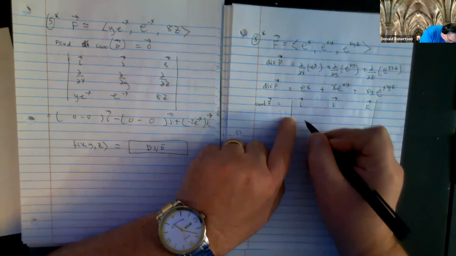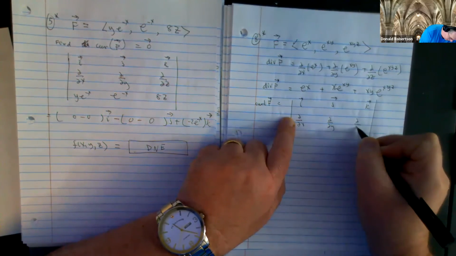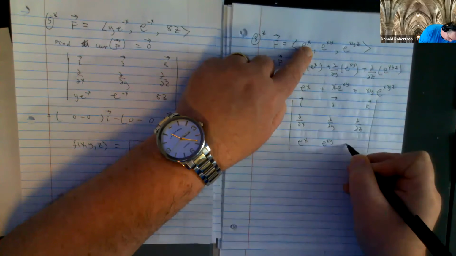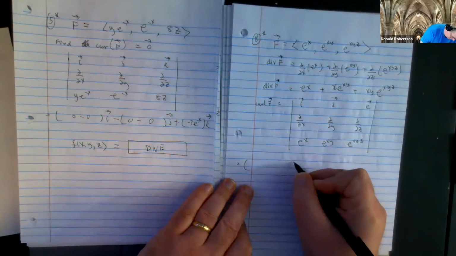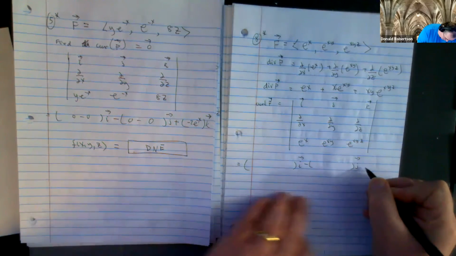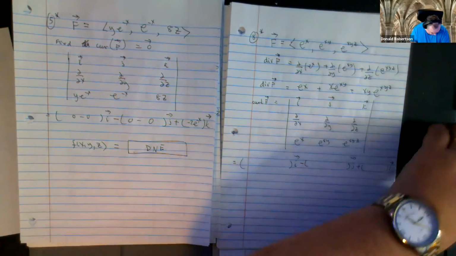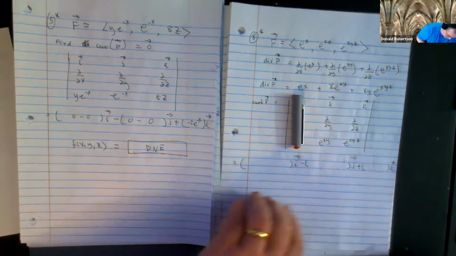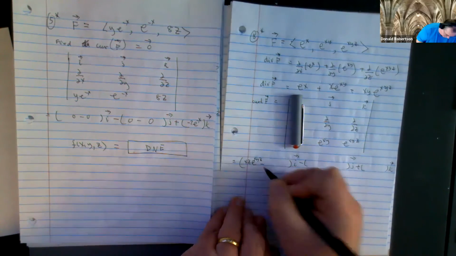Operator next. And then first guy, second guy, third guy. So many i's, take away so many j's, plus so many k's. You differentiate this guy, you will get xz e to the xyz.